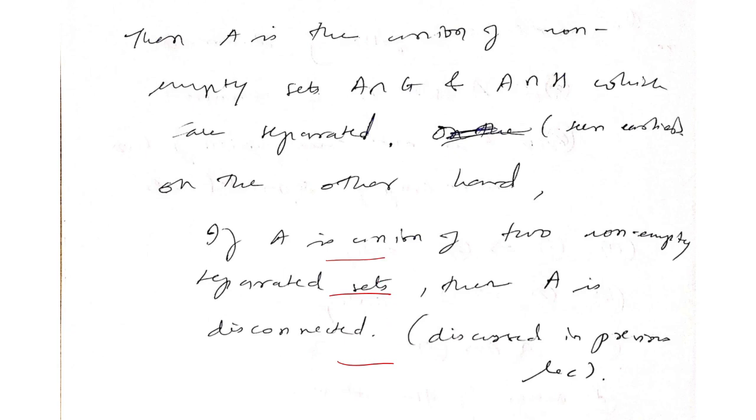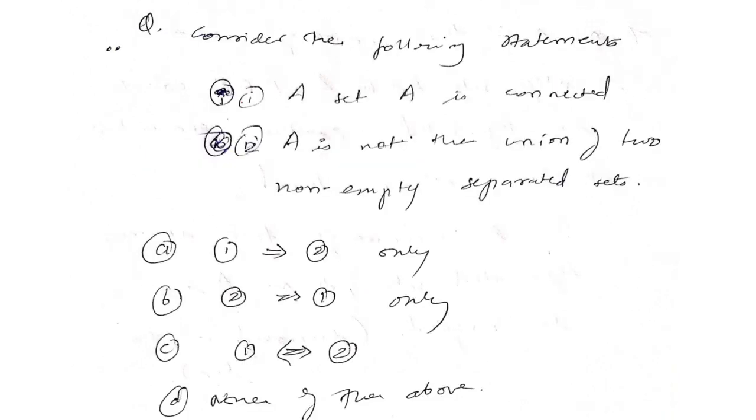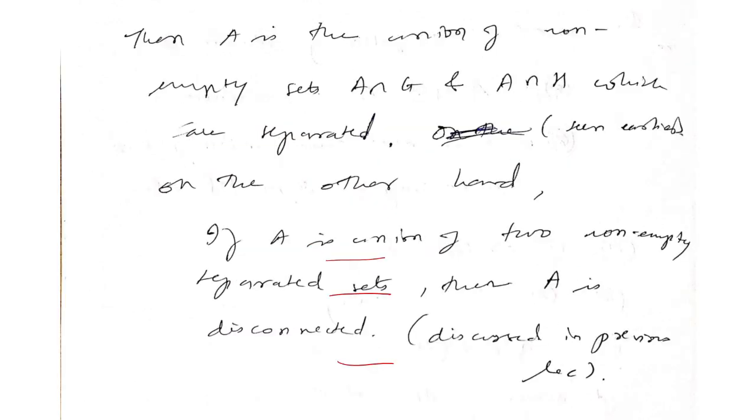Fine. So from these two, we can conclude that these two statements are if and only if statements. So a set is connected if and only if it is not the union of two non-empty separated sets. Fine. So I hope it is clear. So shall we move to the next question?